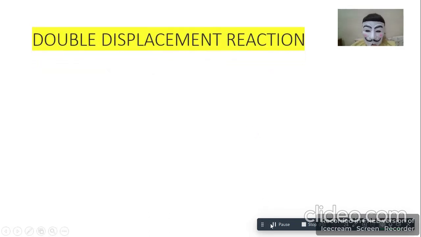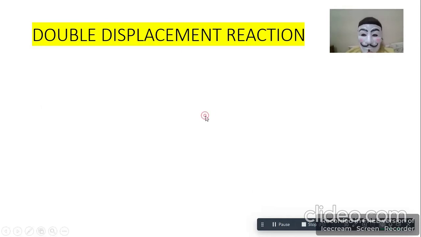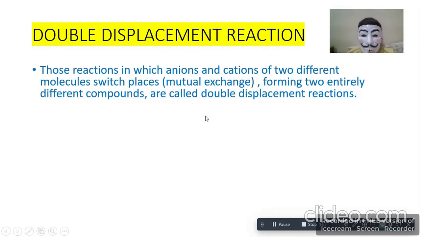Okay, so double displacement reaction. In this type of reaction, we can also see an exchange. I'm telling you first, exchange. Those reactions in which anions and cations of two different molecules switch places, forming two entirely different compounds, are called double displacement reactions. Here there is an exchange of ionic compounds.